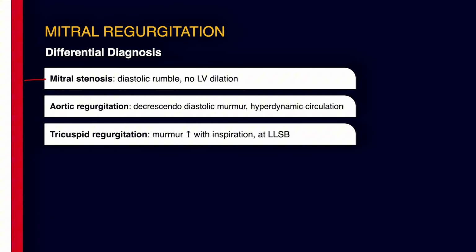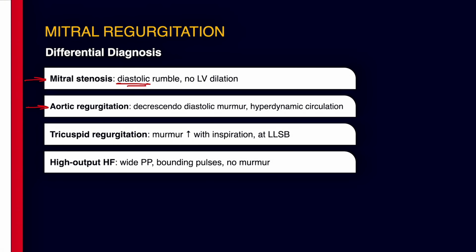In mitral stenosis, you're going to hear a diastolic murmur, not systolic. Aortic regurgitation can also cause volume overload, and it can have a bounding pulse and widened pulse pressure just like MR. But the murmur in AR is diastolic, not systolic.